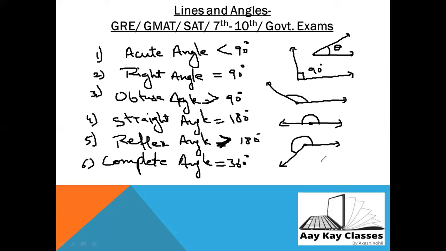When two rays meet again at this point, and we calculate like this, then this is a kind of complete angle which is equal to 360 degrees. So these are the types of angles we have, right? The first one is acute angle, second is right angle, then obtuse angle, straight angle, reflex angle, and complete angle. So I'm going to clear the screen now.